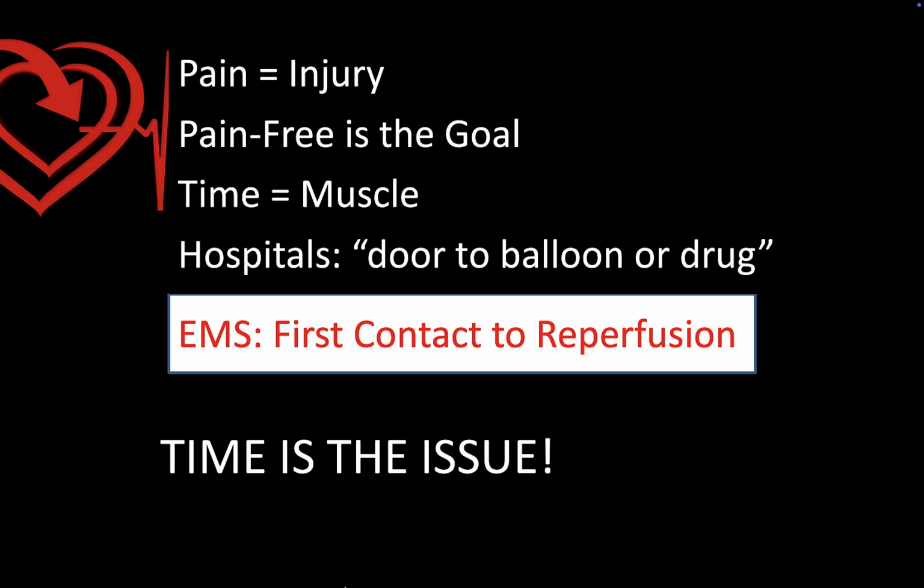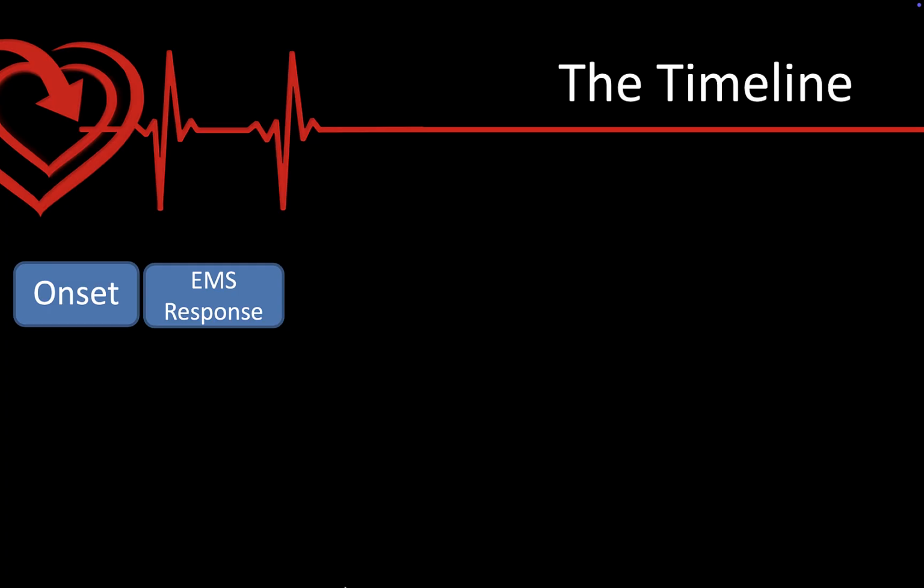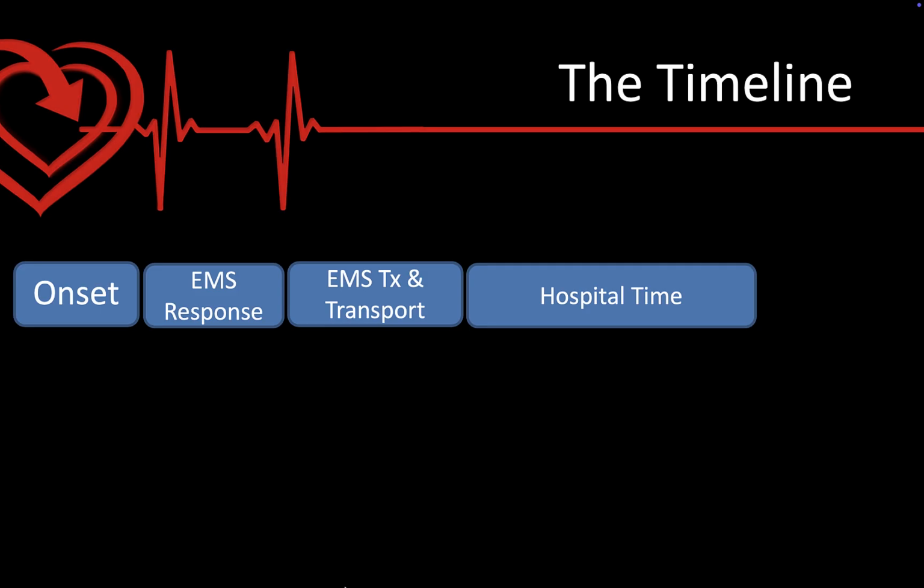Time is the issue. That's what we're trying to do, minimize the time between first identifying that there's a problem and getting them to definitive intervention. So a couple things about that timeline. Onset: other than through public education, there's not a lot we can do to determine the time from when they start having pain until 911 is called. EMS response: in most systems, we can't control how long it takes us to get there. Treatment and transport: we have some impact on how much time we spend on scene. Often we don't have much impact on the amount of transport time involved in getting them to a definitive facility. And then hospital time.